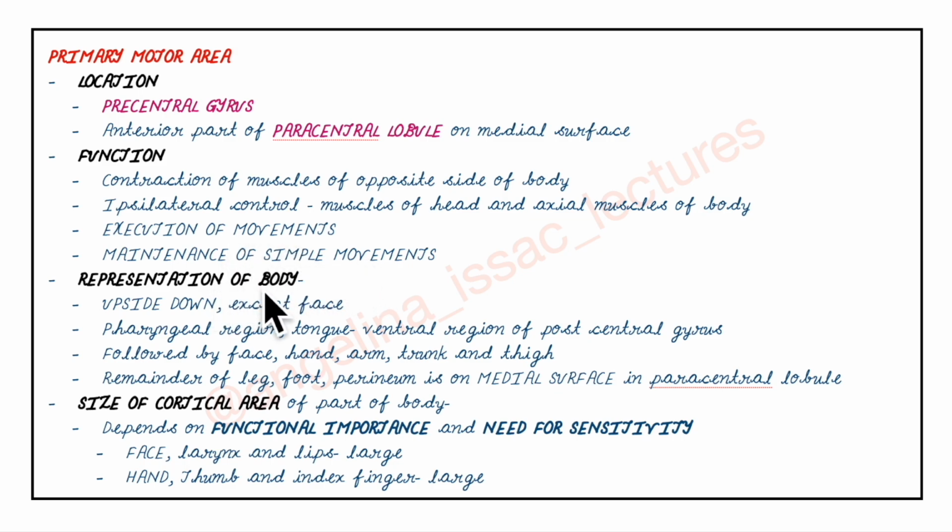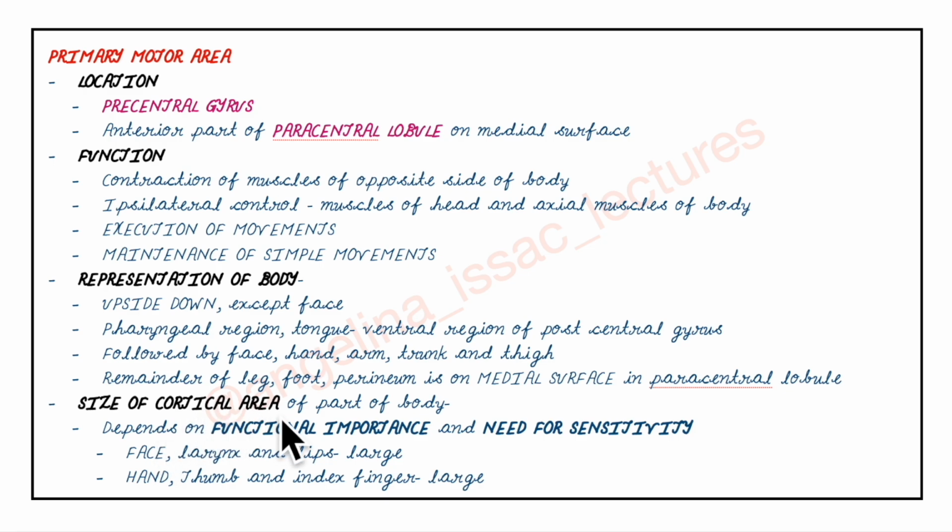Now what is the representation of the body? Representation is upside down except the face. The pharyngeal region and the tongue is in the ventral region of the precentral gyrus, that is the most lower part of the precentral gyrus. It is followed by the face, the hand, arm, trunk and thigh, and the remainder of the leg, foot, perineum is on the medial surface in the paracentral lobule.